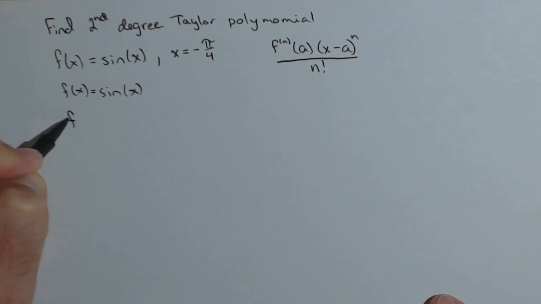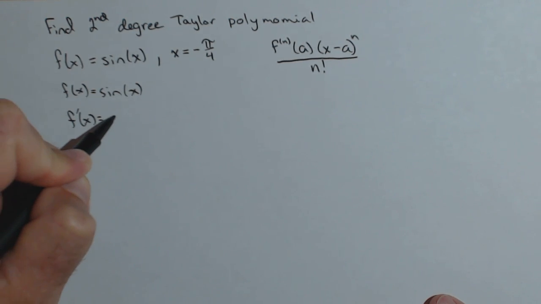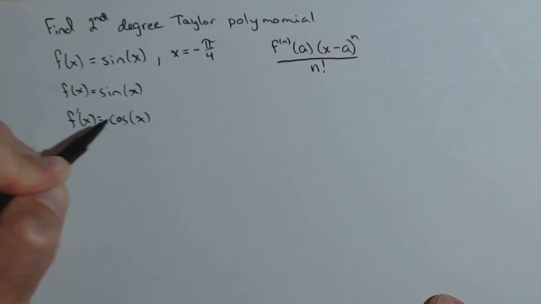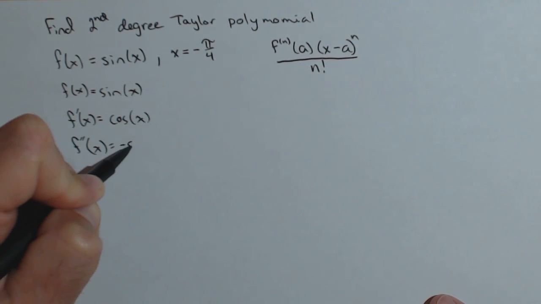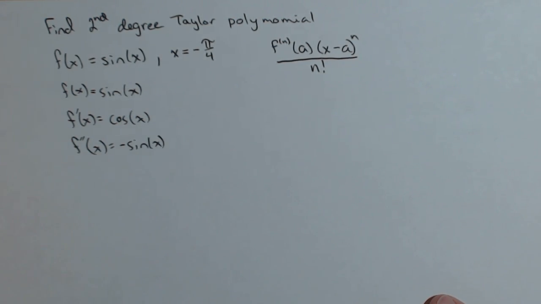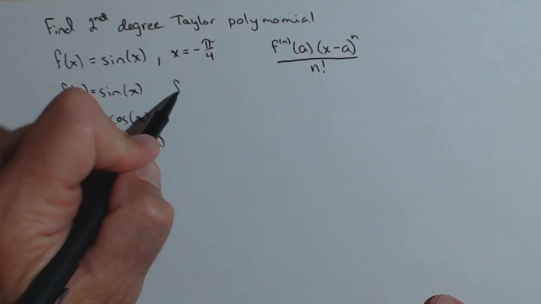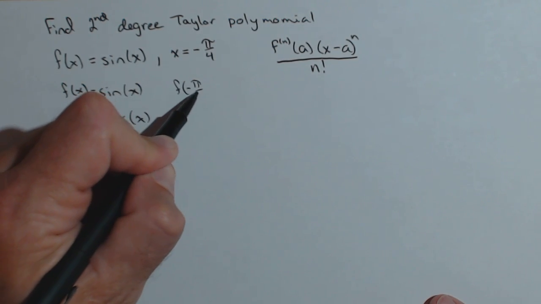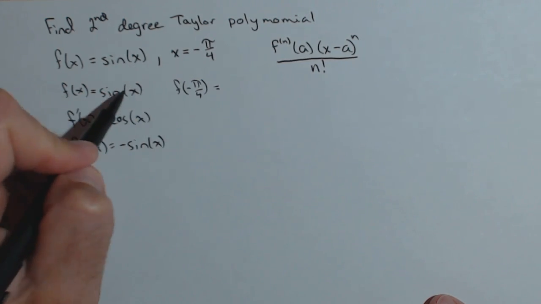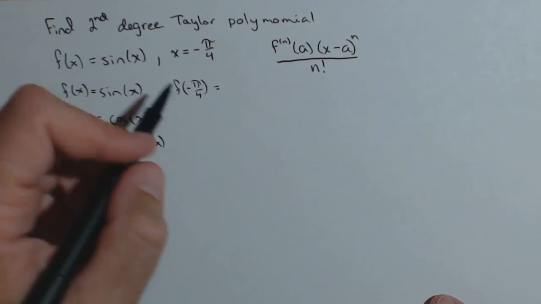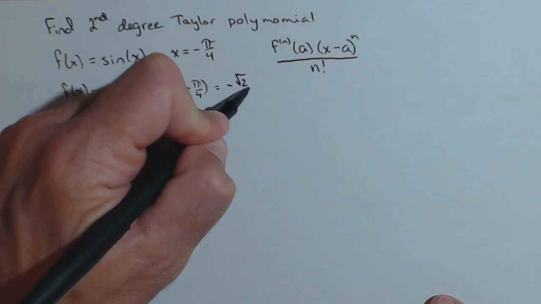but we're also going to need f prime of x, which is cosine of x, and we'll need f double prime of x, which is negative sine of x. And we're going to evaluate each of these at negative pi over 4. Now that puts us in the fourth quadrant, and sine in the fourth quadrant is negative, so that's negative root 2 over 2.